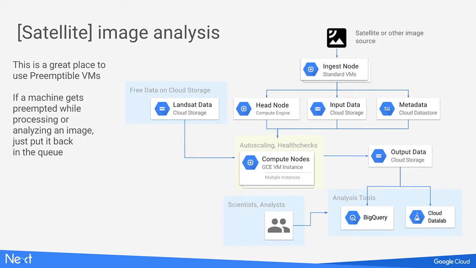The head node then does some intelligent brief analysis of the data, puts it in the queue, and tells the compute nodes they can start working on this. The compute nodes can also take into account that we have Landsat data on Google Cloud Storage, which is free satellite data. They put this data together, do the computation, and write the output data to Google Cloud Storage. Then your analysts can come back and use things like BigQuery or Cloud Datalab to analyze the results.